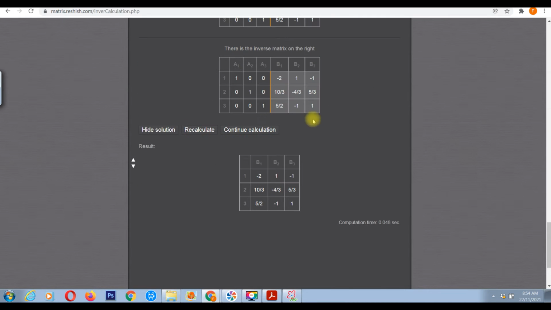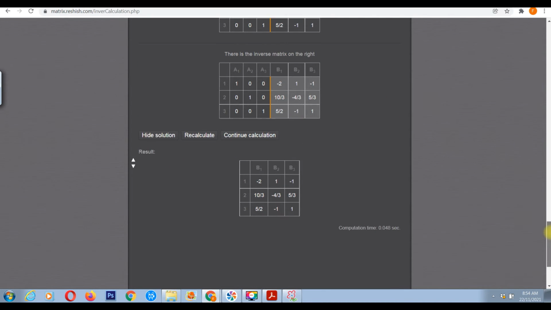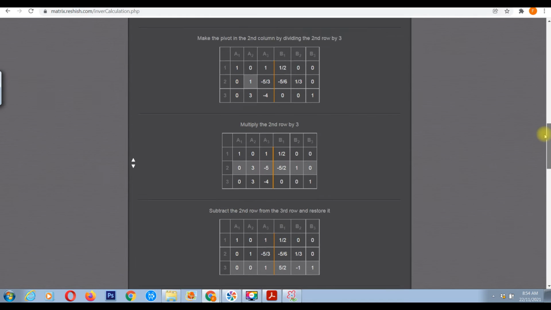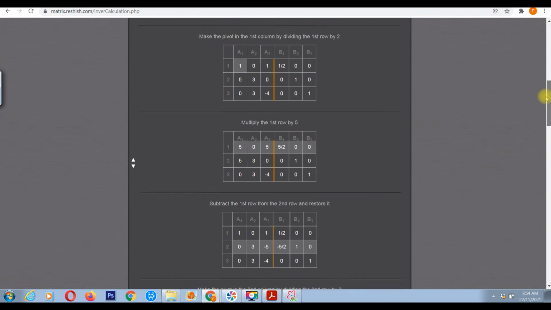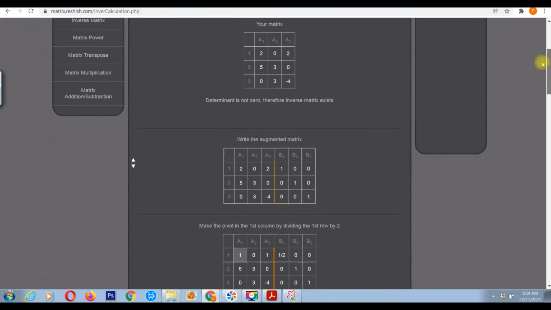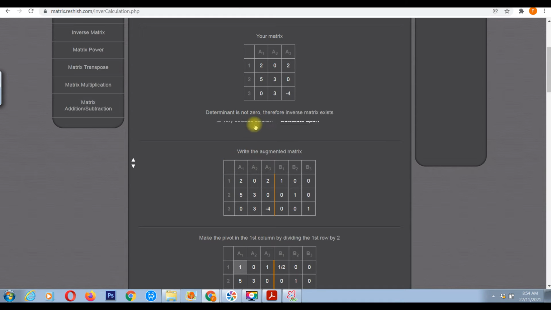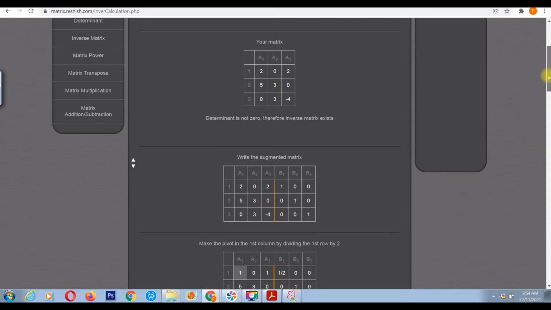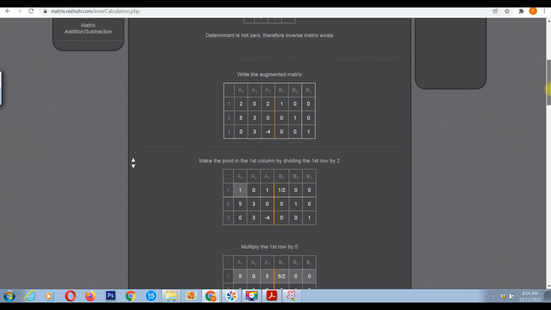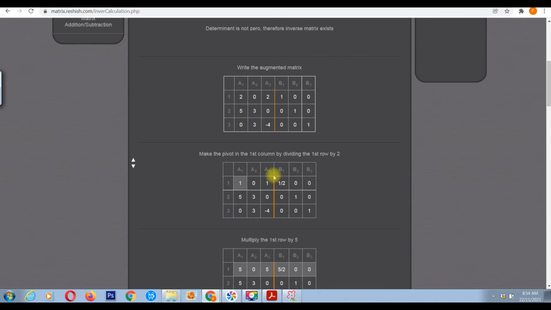Show solution. It is ERO, but a few rows you can just remove. You just put only the marks given. First of all, this one.